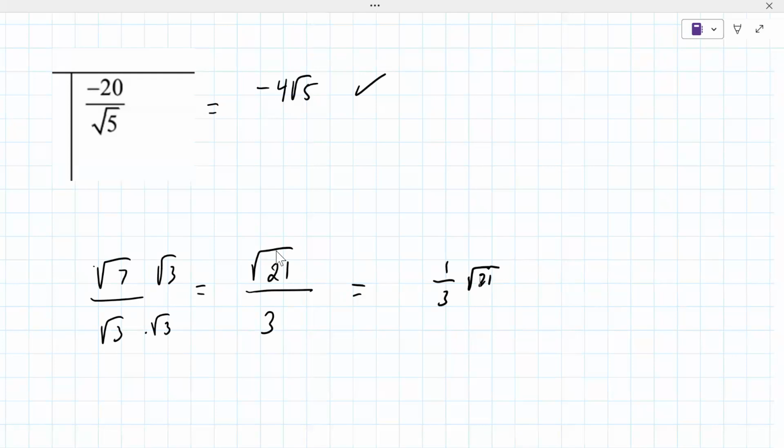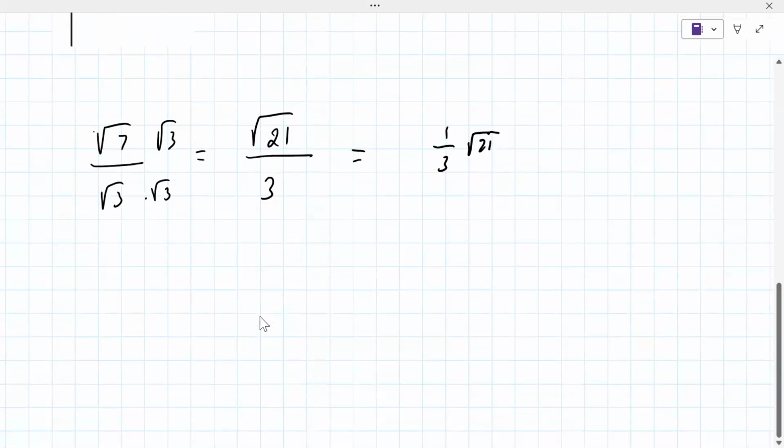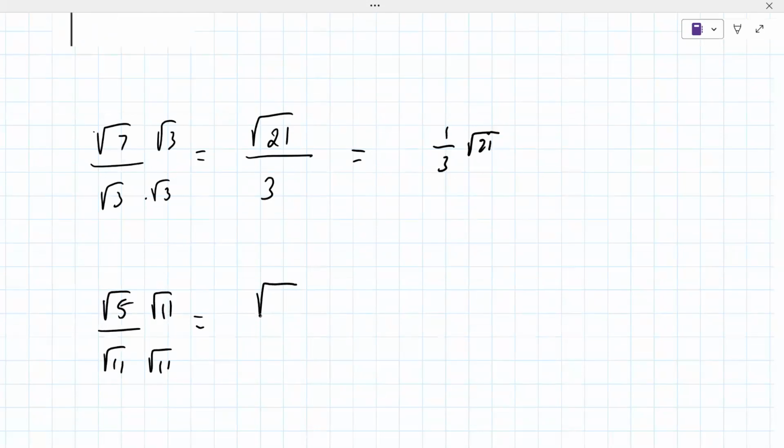Now the next one is basically the same. Square root of 5 over the square root of 11 ends up being the square root of 55 over 11. And what you're looking for, eventually you might see one where the root does reduce, but none of them have been, you can reduce so far.